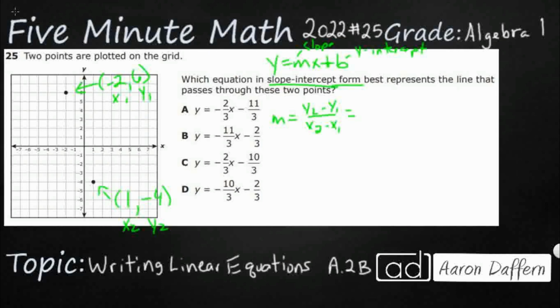So my y2 is -4, my y1 is 6, so -4 minus 6. And then my x2 is 1, and my x1 is -2, so 1 minus -2. So that's going to be -10 over, those two end up adding because 2 negatives make a positive, so -10 thirds. Well, looking at that, looks like D is really my only option.